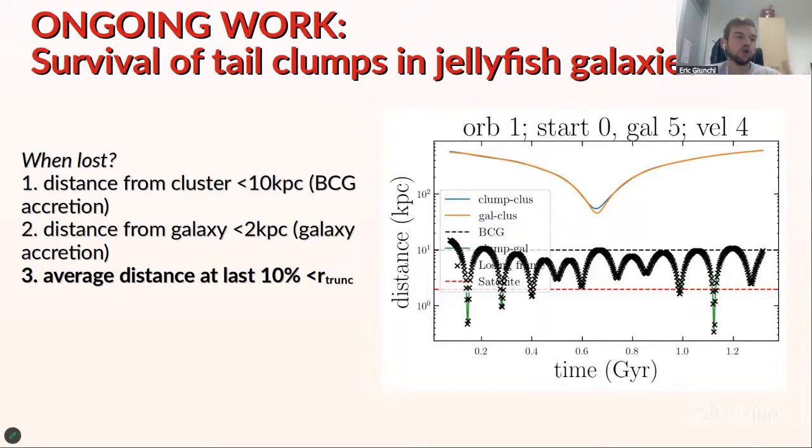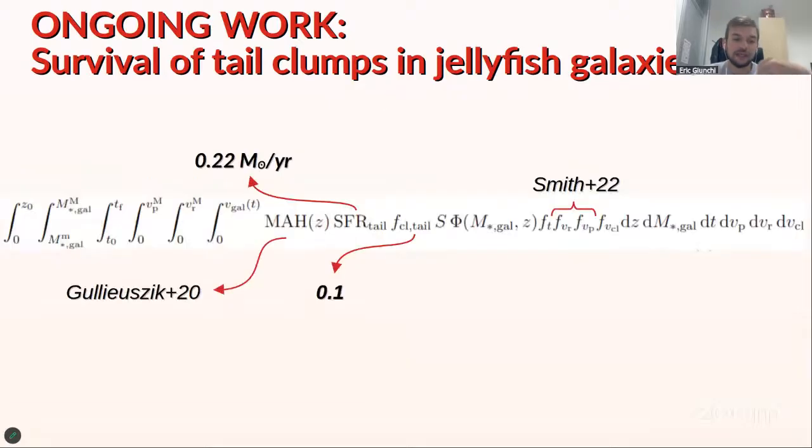If we want to understand which is the total mass being deposited in wanderers, we need to perform this long series of integrals, but actually the components are quite simple. This is just the mass accretion history of the cluster, the same one as in Giglio et al. 2020. The total star formation in the tails, the famous 0.22 solar masses per year that I told you about before. The 10%, that is the fraction of star formation in the tails that is occurring in the clumps, so the Tomicic et al. result. And these are the distributions of radial and perpendicular velocity of the galaxy from Smith 2022.